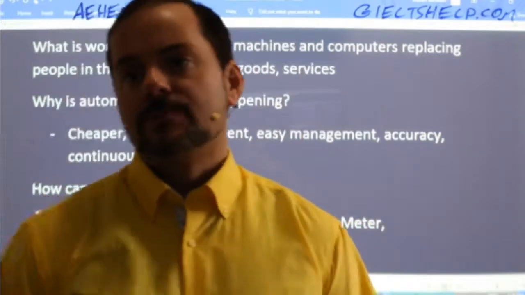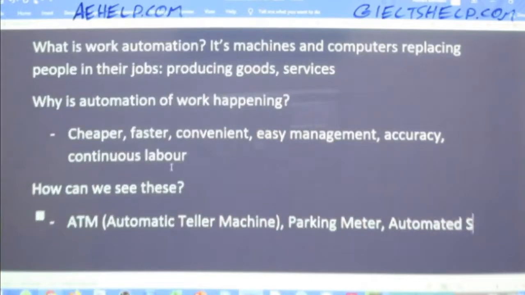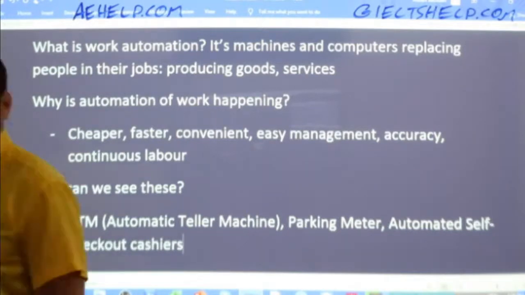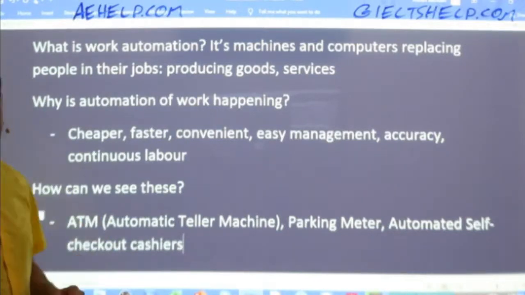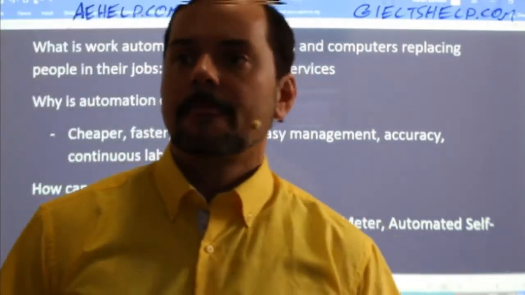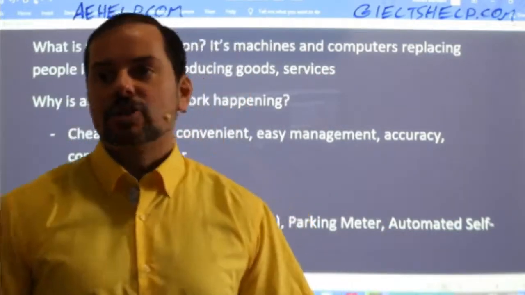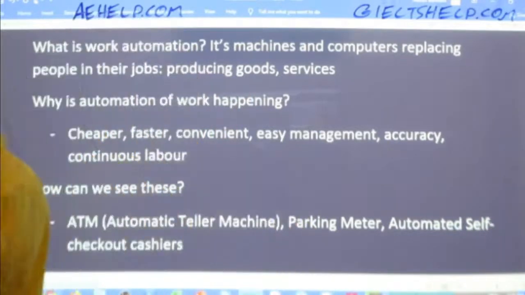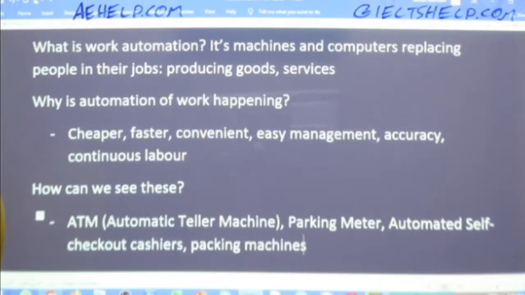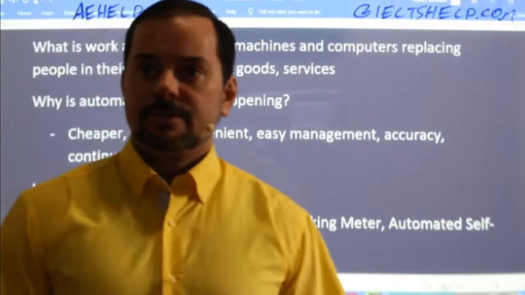Preeti says, wafers, machines, produce. I'm not exactly sure what that is, Preeti, but perhaps. Okay, automated self-checkout cashiers. Those are becoming quite popular in stores these days as well. Okay. Roshni says automatic packing machines. Okay. Sure. Those are some good examples.